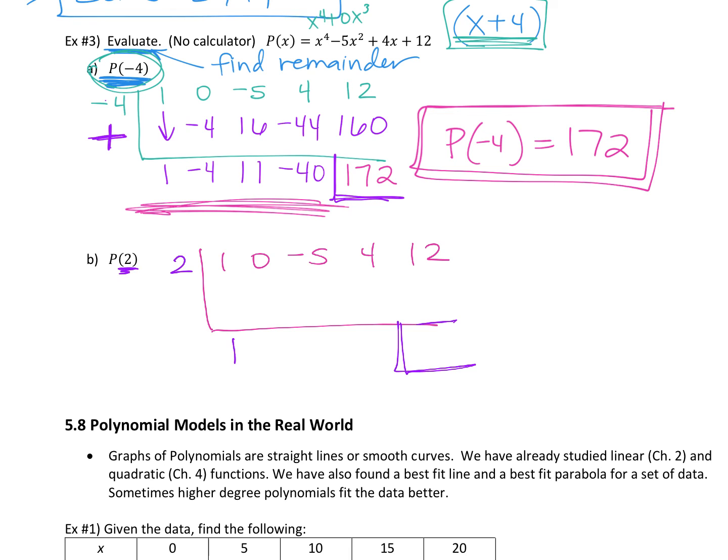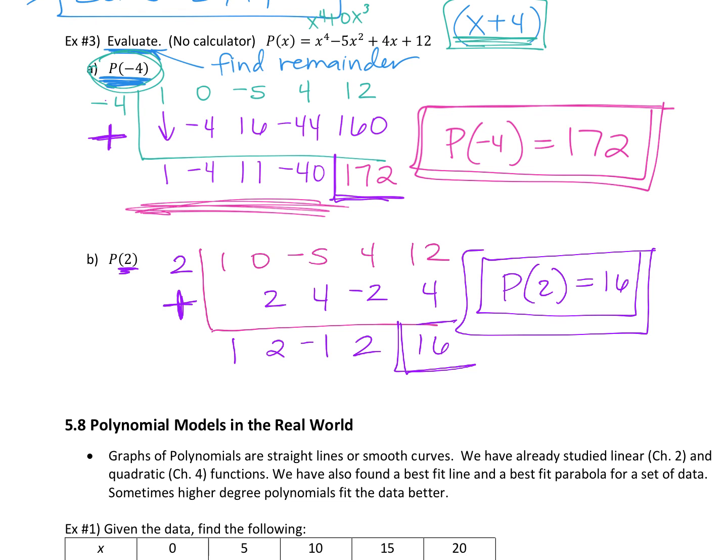Bring the 1 down. 1 times 2 is 2. Add them together. 0 plus 2 is 2. 2 times 2 is 4. That gets you a -1. 2 times -1 is -2. 4 plus -2 is 2. 2 times 2 is 4. Add those together. 12 plus 4 is 16. P of 2 then is 16. Okay, so just find the remainder when it says evaluate P of something. Okay? Questions on that?